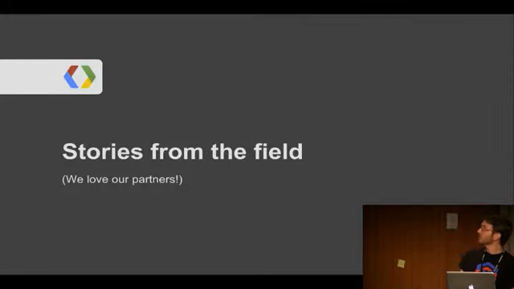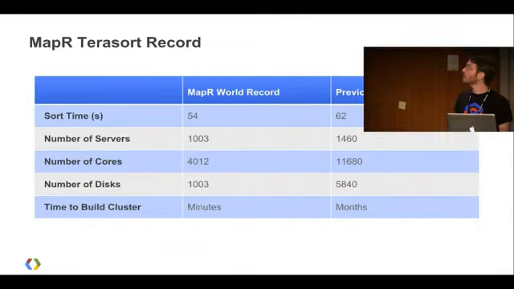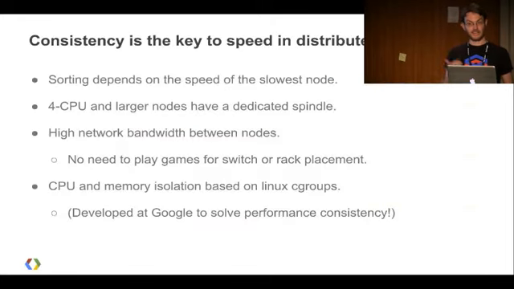So I will start off with a different story about consistency here. So earlier this year, MapR broke the world record for sorting 1 terabyte of 100-byte keys. And they sorted it in 54 seconds on about 1,000 Google Compute Engine servers. And you can see the previous record was done by Yahoo on a dedicated cluster that they built. And this was built using 4 CPU GCE instances, 1,000 spindles, 4,000 cores.